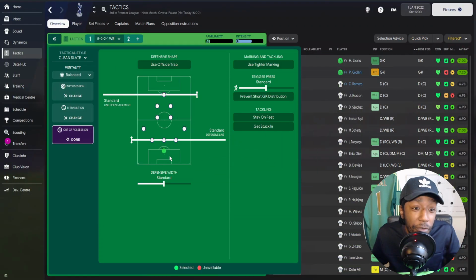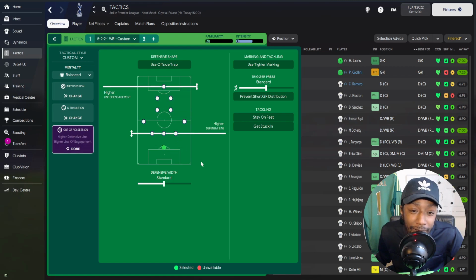So what we can do for the out of possession is set up Tottenham in a mid to a high block. Now in Football Manager, of course, we all know the higher block works extremely well, but we don't need to go to the extreme. We don't need to go really high. So what we're going to do is push the line of engagement higher and the defensive line higher as well.